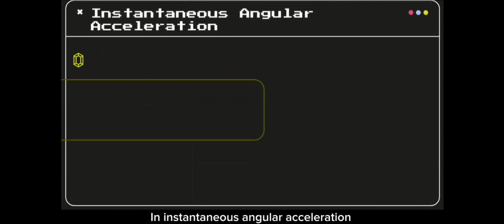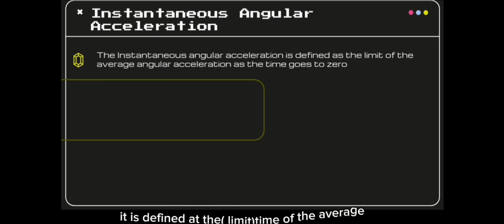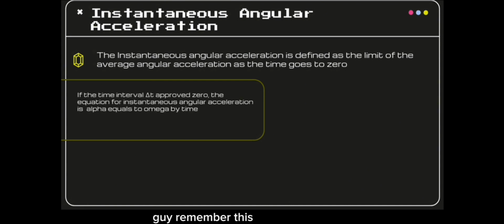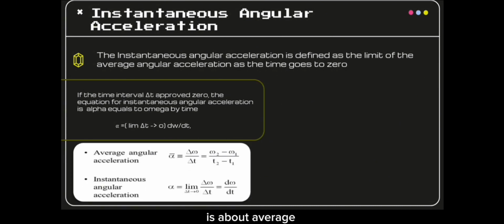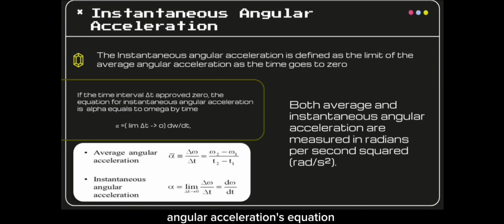In instantaneous angular acceleration, the instantaneous is defined as the limit of the average angular acceleration as the time goes to zero. Guys, remember this. Time goes to zero. As the time interval delta t approaches zero, the equation will be alpha equals d omega by dt. Showing the right left corner is about average and instantaneous angular acceleration equation. Guys, remember this. Both average and instantaneous angular acceleration are measured in radian per second squared.